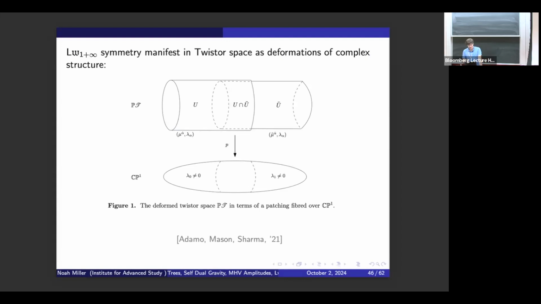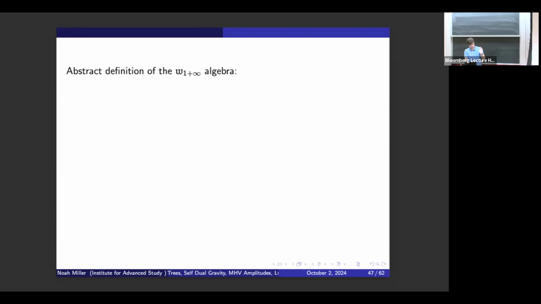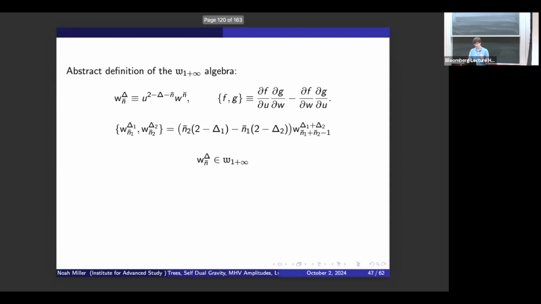Anyway, the point is that it's a manifest symmetry in twistor space: you deform the complex structure of twistor space, and that affects your metric and your self-dual metric in some way. So, what's the abstract definition of the W1+infinity algebra? W1+infinity is the name of an algebra that everyone's very familiar with. It's just literally functions with a two-dimensional Poisson bracket.